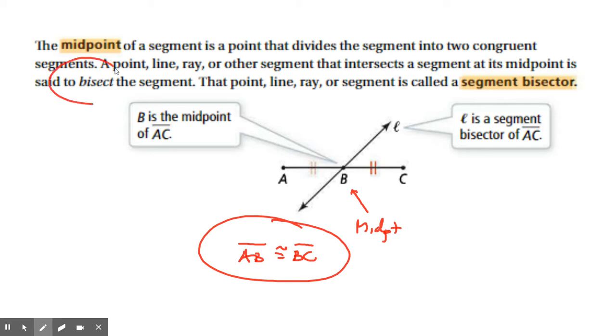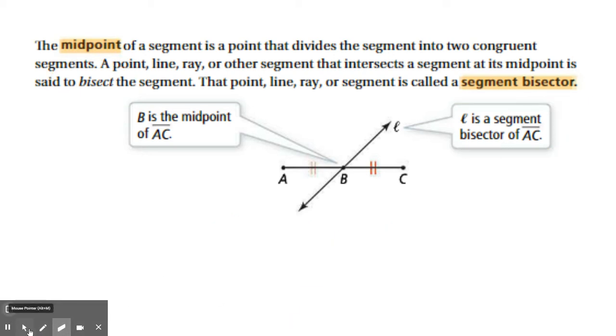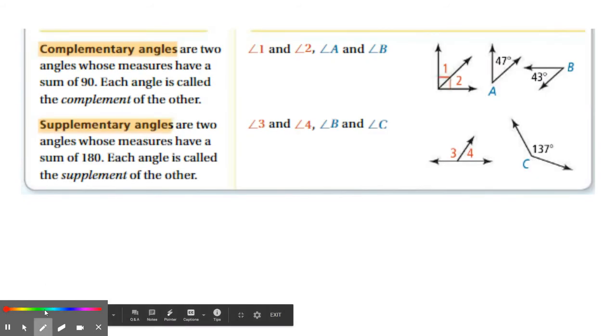That means it bisects the segment. And then you notice that L is a line going through the midpoint. So we call L the segment bisector. Okay. And again, I'll just go like this throughout the notes, and you can slow down, speed up as fast as you want to.